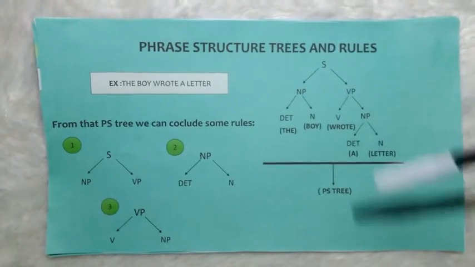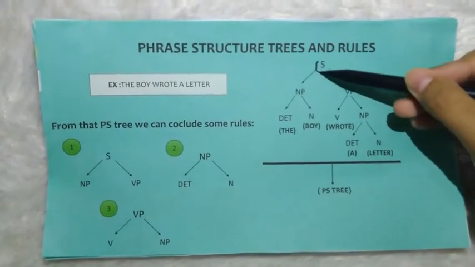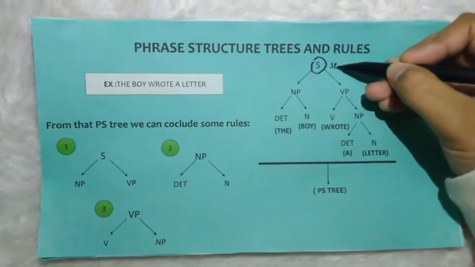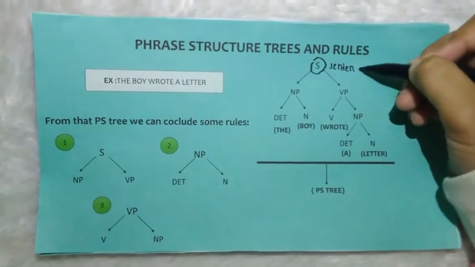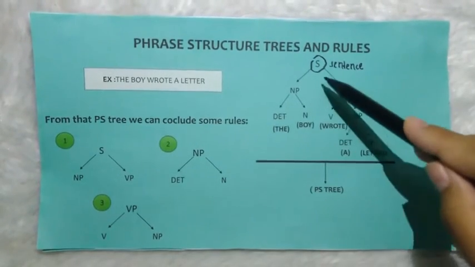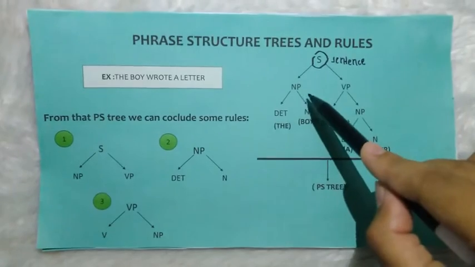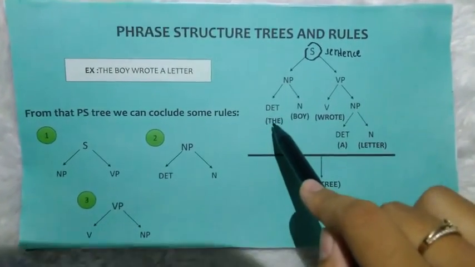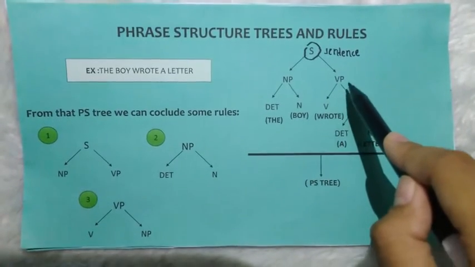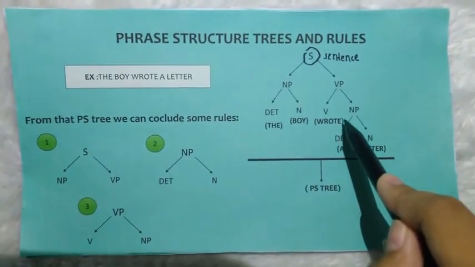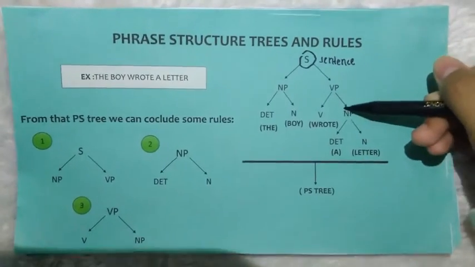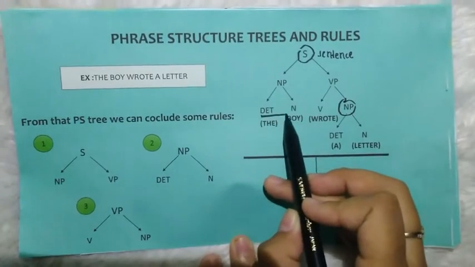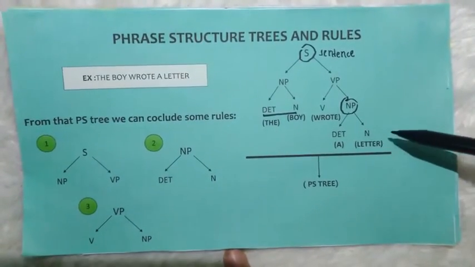So as in here, S stands for sentence. And a sentence has a formula: noun phrase with a verb phrase. The noun phrase formula is determiner with a noun. And the verb phrase formula is verb with a noun phrase, and this noun phrase here is the same as the noun phrase in here. So it's determiner with noun.